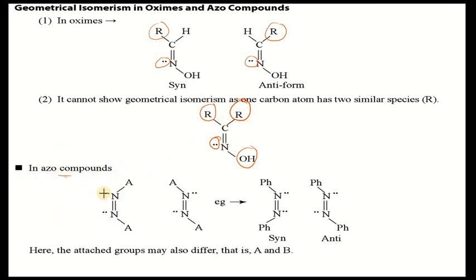Azo compounds are there, where we have the double-bonded groups on the same side. Here it is cis, we can say syn. This is trans. So this is syn, this is anti. Hence, the attached groups may also differ, that is A and B. A and B may be different.